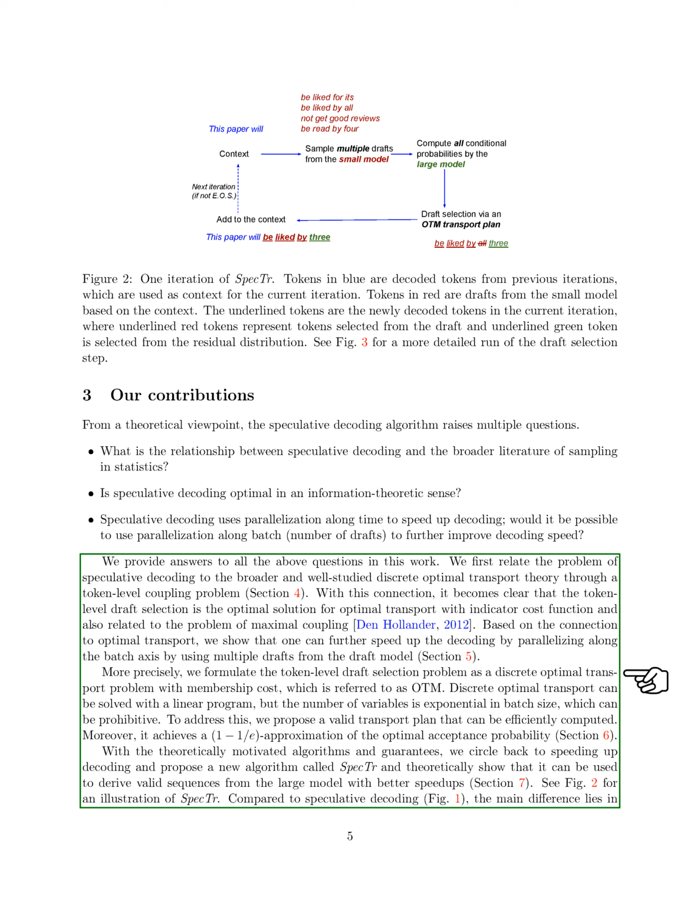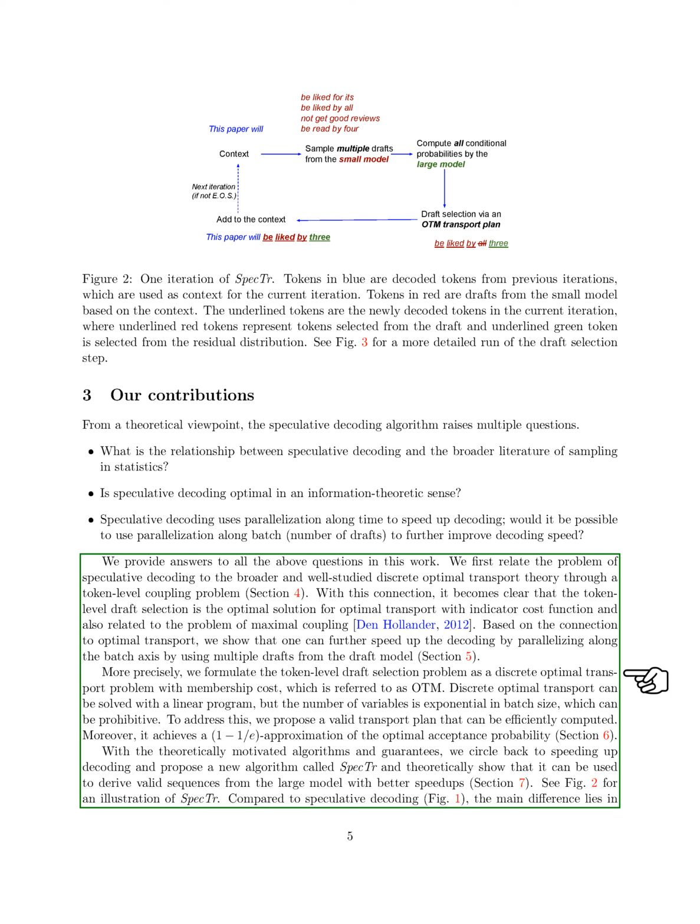We first draw a connection between speculative decoding and the well-established theory of discrete optimal transport. This is achieved by viewing the problem of speculative decoding as a token-level coupling problem. With this perspective, it becomes evident that the selection of draft tokens is the optimal solution for optimal transport with an indicator cost function. This is also related to the problem of maximal coupling. Building on this connection to optimal transport, we demonstrate that decoding can be further accelerated by parallelizing along the batch axis using multiple drafts from the draft model.